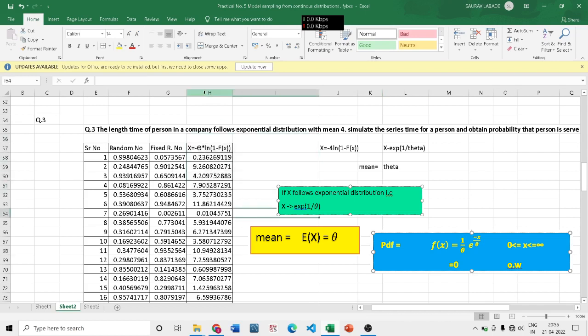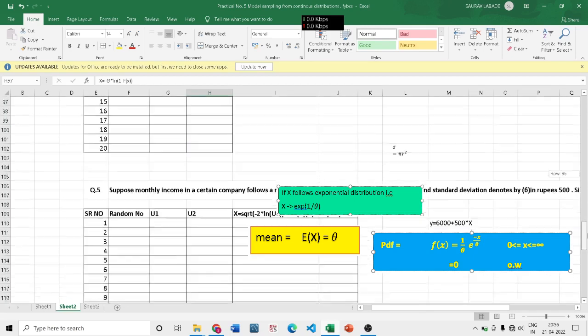Okay, I used the right formula, right? It is 4 minus 4 into ln of 1 minus f of x. So this is the procedure for generating the random samples of the exponential distribution. Simply we have to use this formula. No difficulty in that. Okay, so again, question number 4.